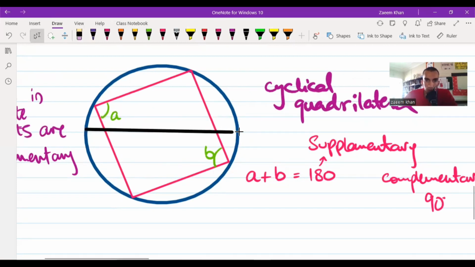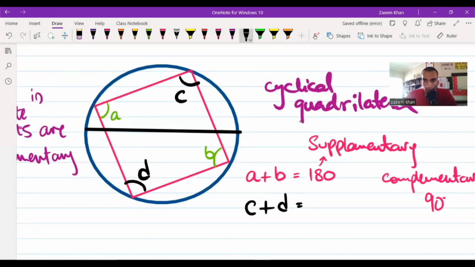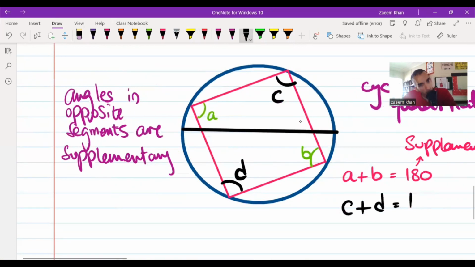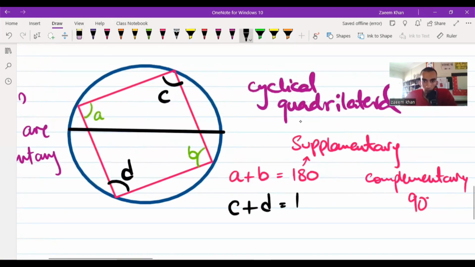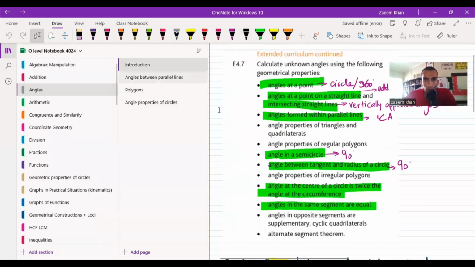The ones opposite each other, let's label them C and D. So if I were to write a rule like this, what will I write? The angles in the opposite segments are supplementary. And if I were to make an equation out of it, it would look like C plus D equals 180.